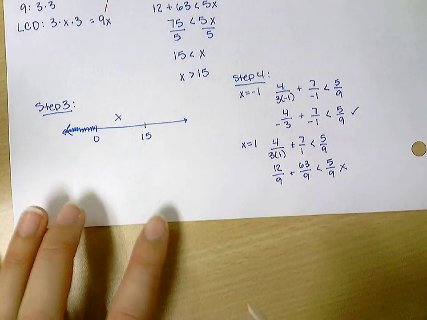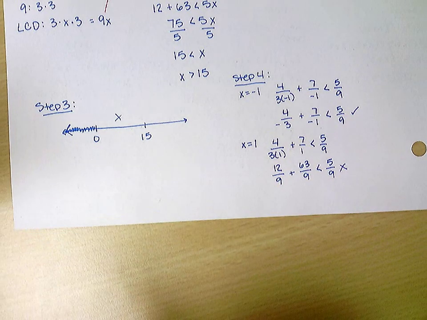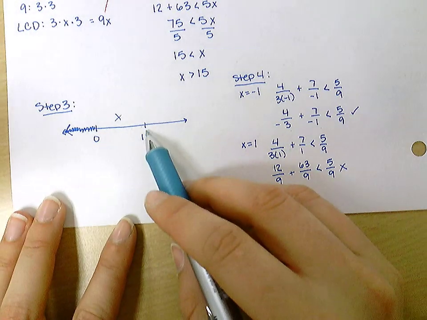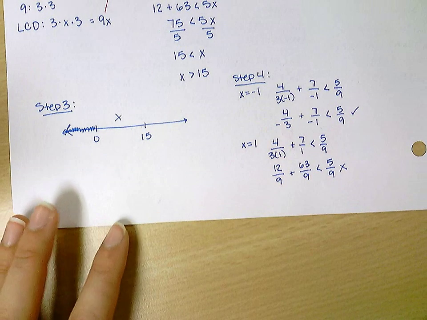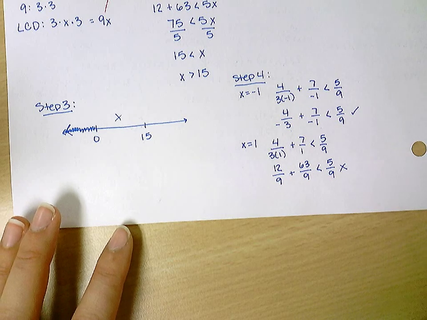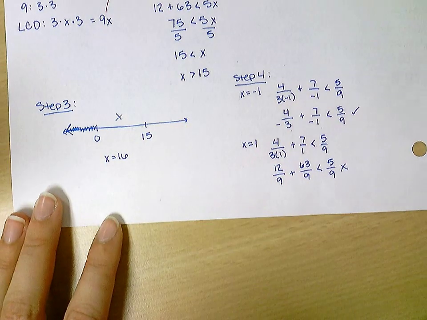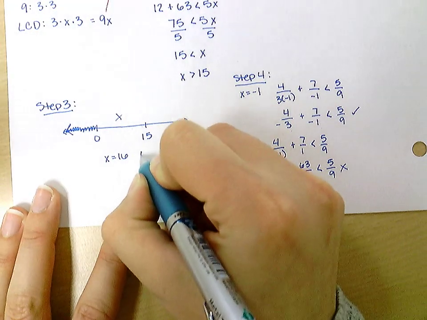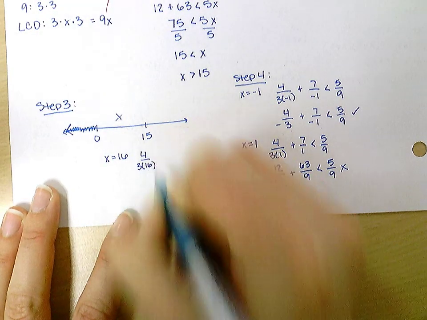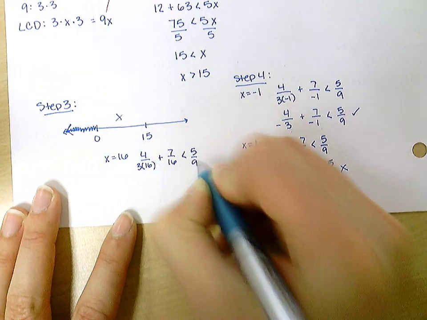Okay, the last one I need to test is greater than 15. So any number greater than 15. What number should we use? Use 100. Don't use 15. You can use 16. Okay, so we have 4 over 3 times 16 plus 7 over 16 is less than 5/9.